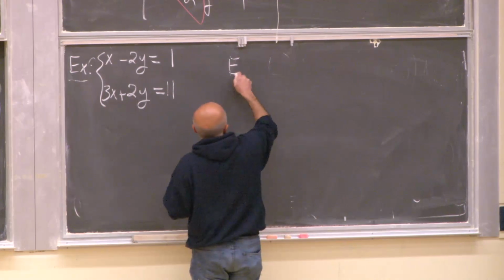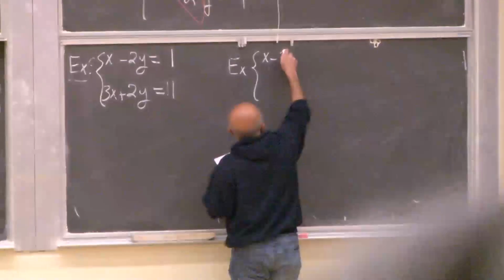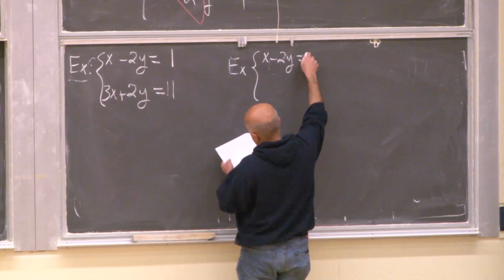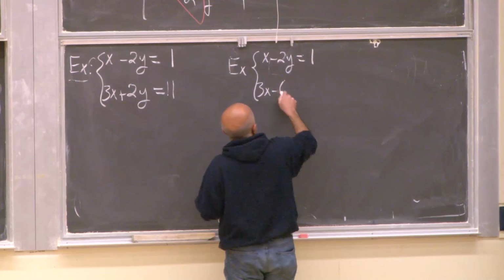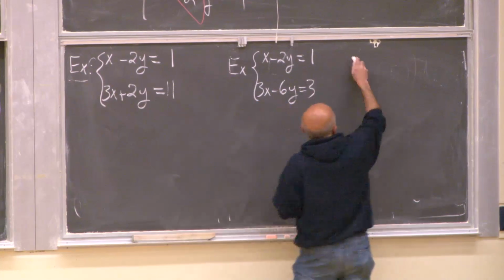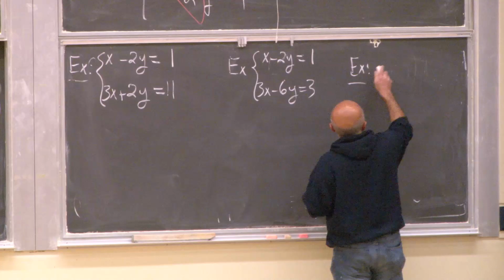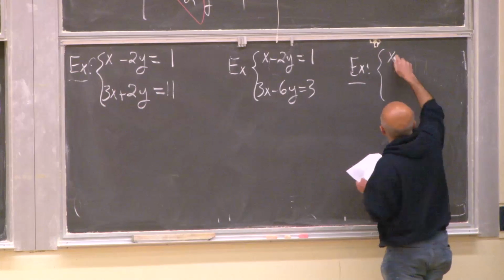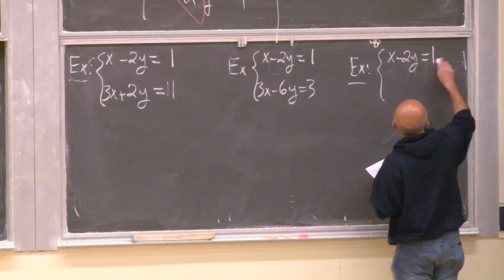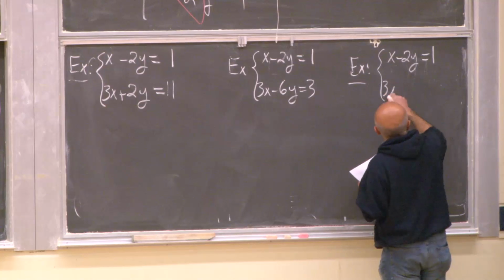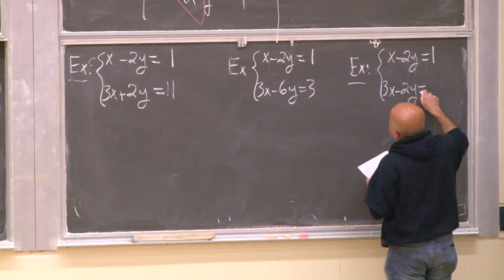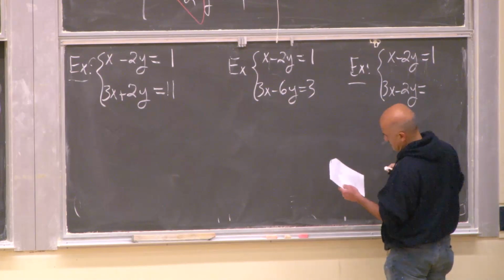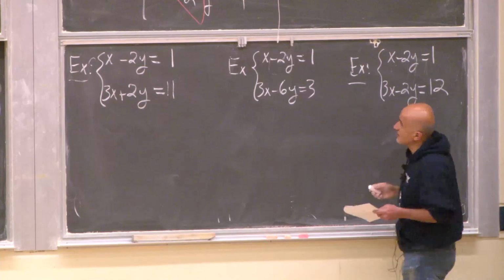The next example was x minus 2y equals 1, and 3x minus 6y equals 3. And the next example was x minus 2y equals 1, and 3x minus 2y equals, what was it? 12? 12. OK.